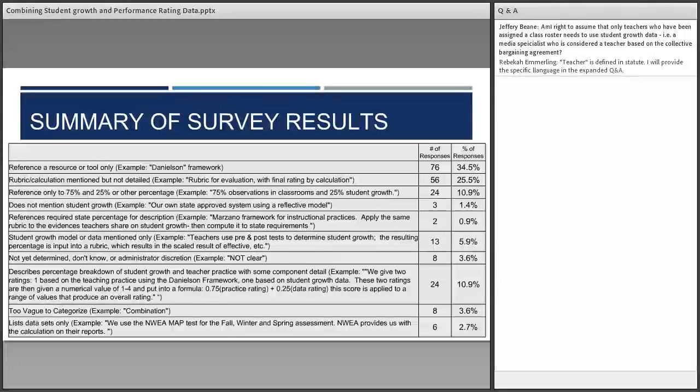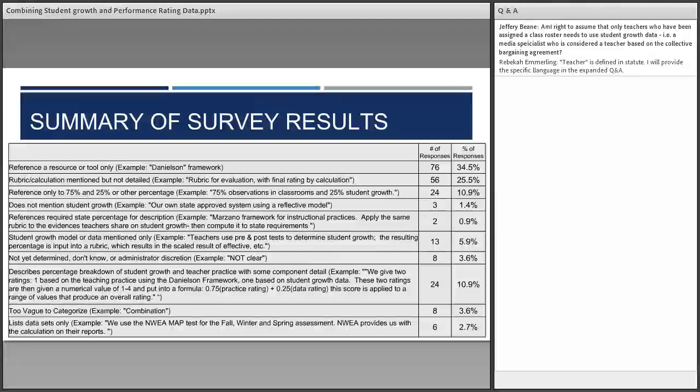3%, or 3 total responders, did not mention student growth at all within their response. 2 included reference to the state percentage in their description. An example of that category would be: Marzano framework for instructional practices, apply the same rubric to evidences teachers share on student growth, then computed to state requirements.